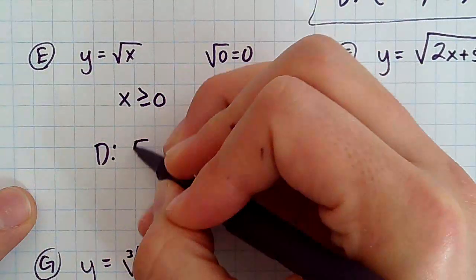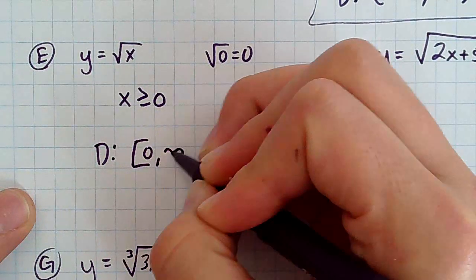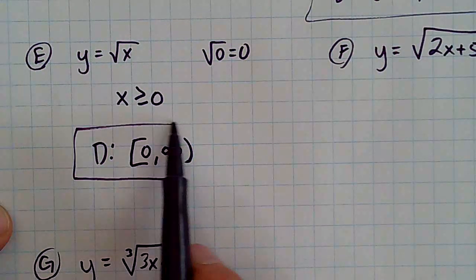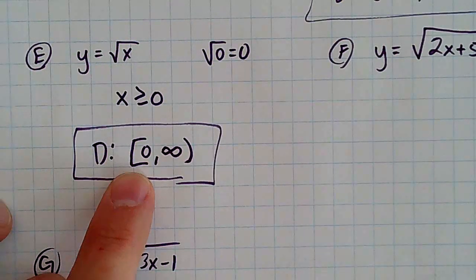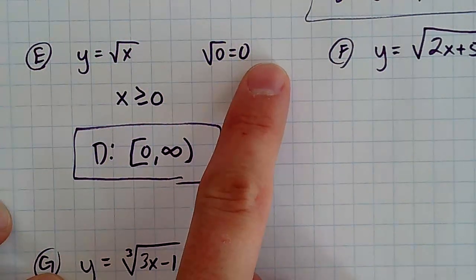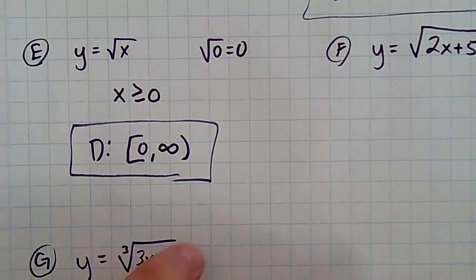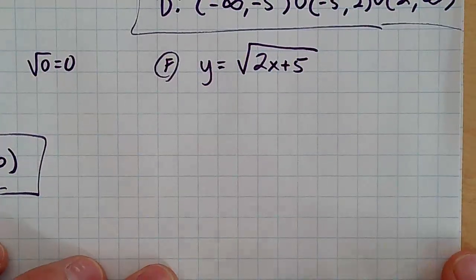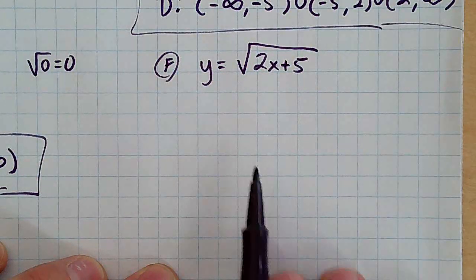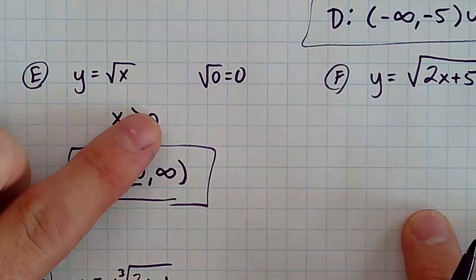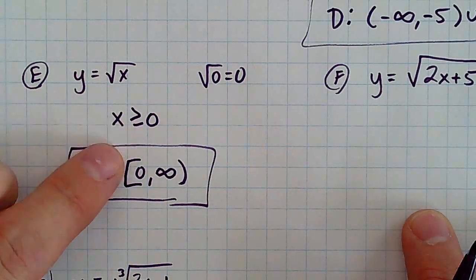In interval notation, we could write it like this. 0 to infinity. Note the square brackets. 0 is okay. We just showed that exactly 0 works. So we're going to use square brackets to include that number. This one is the same idea, but a little more complicated. We've got the square root of 2x plus 5. Same idea. The thing under the root has to be non-negative.